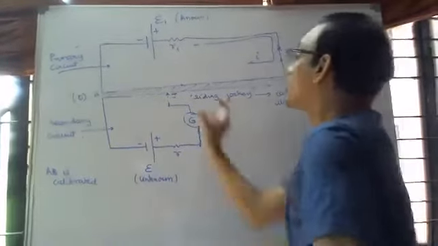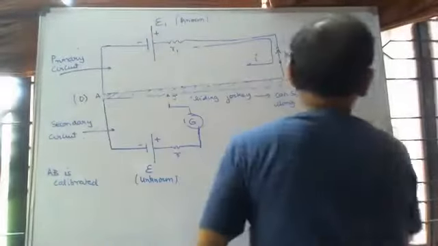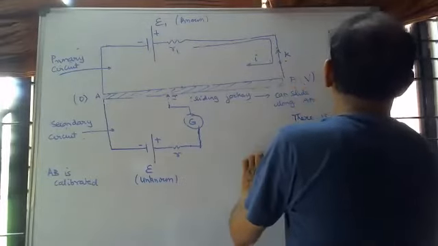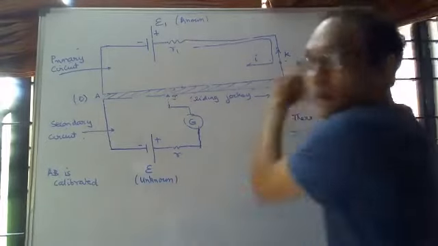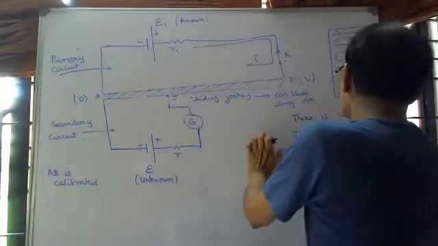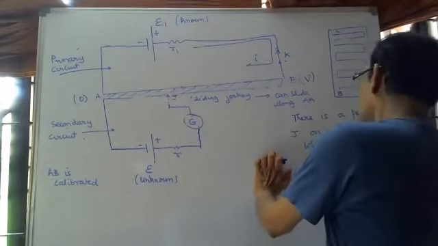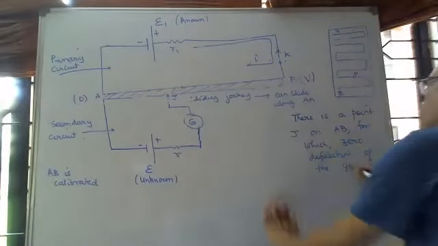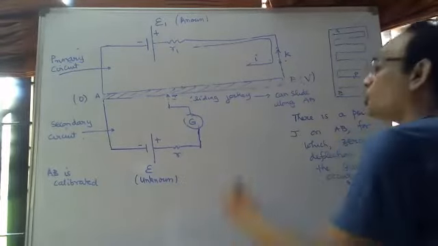But as I keep sliding the jockey, there is a point J on AB, for which zero deflection of the galvanometer occurs.